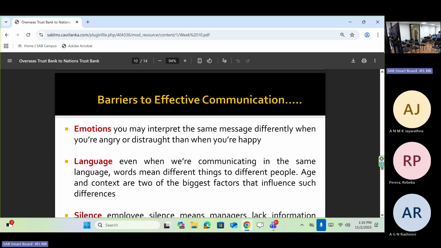Because of this one, the emotion of the party has an impact on the effectiveness of the communication. Right? But emotions are required to a certain level. Otherwise, we can't communicate. But too much of them is not good.